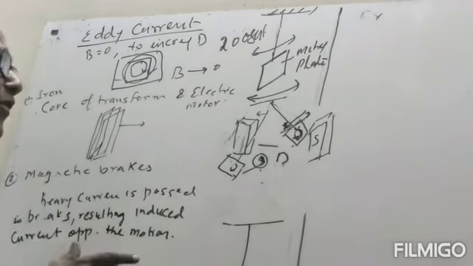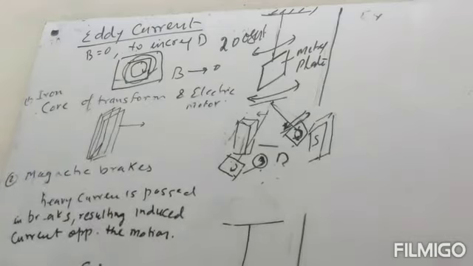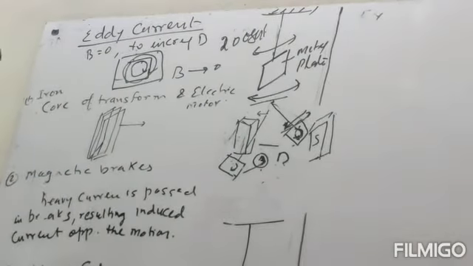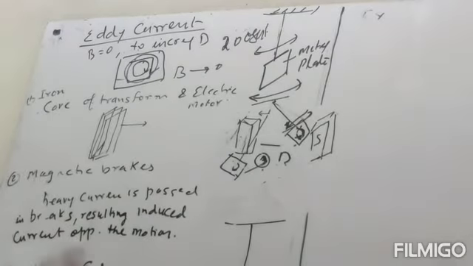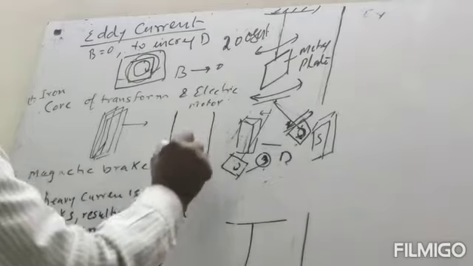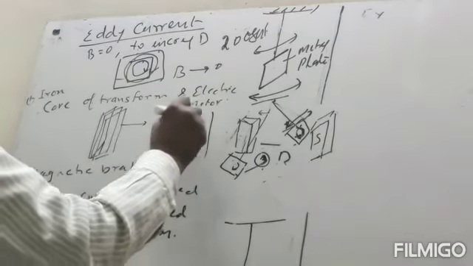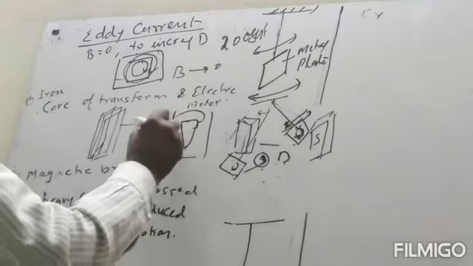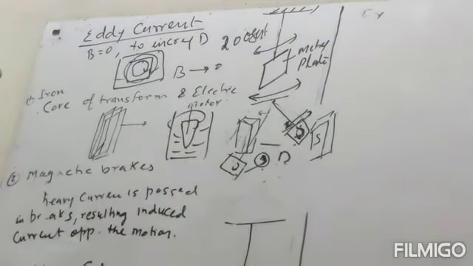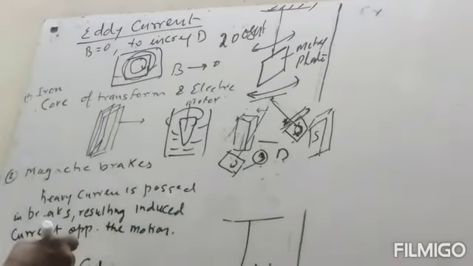Such a type of current is known as eddy currents. This term is similar to eddy currents in the sea. If you have water in a bucket and you rotate it, then eddy currents are produced. Suppose this is the bucket and you rotate it, then you will see that there are eddy currents. Similarly here, eddy currents are produced.